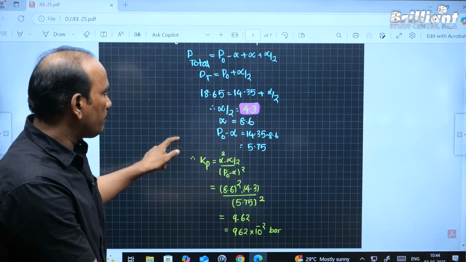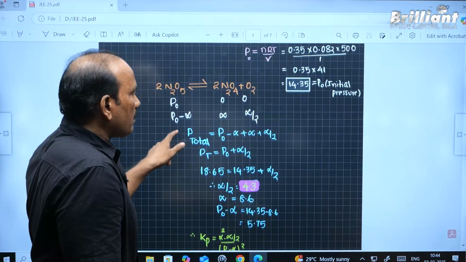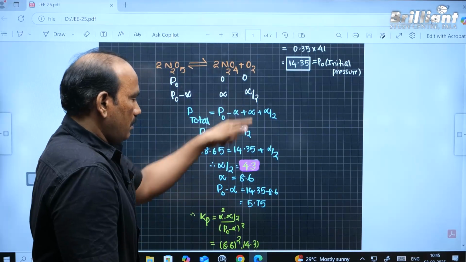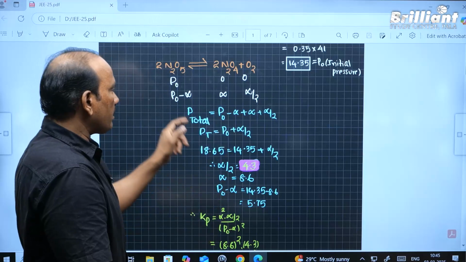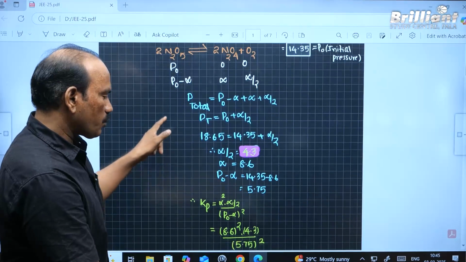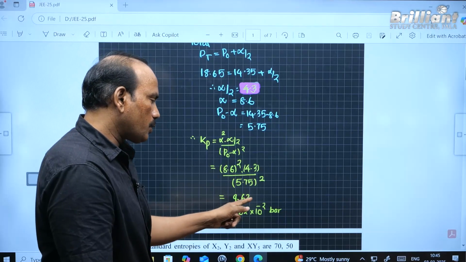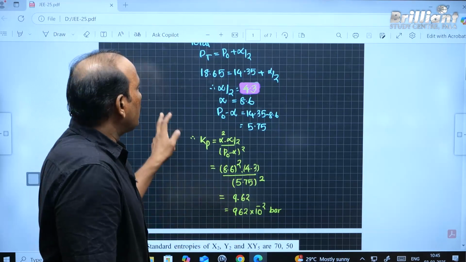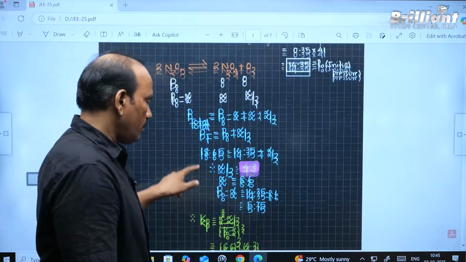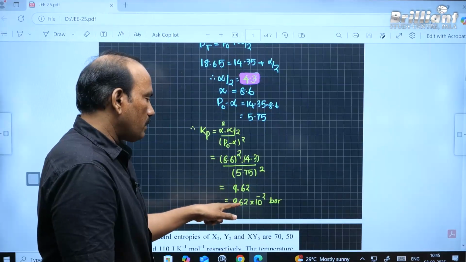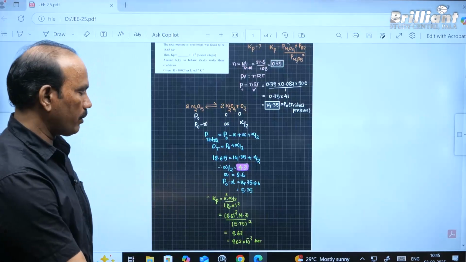We substitute there. Then here we require alpha square into alpha by 2, divided by P0 minus alpha whole square. Okay? You are getting 9.62 bar. We want it in 10 power minus 2. Therefore, what is the value of this one? 962 into 10 power minus 2 bar. Okay?